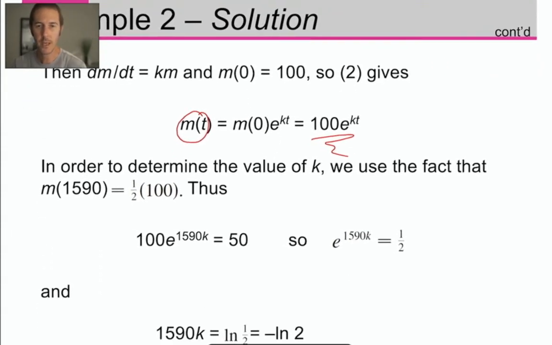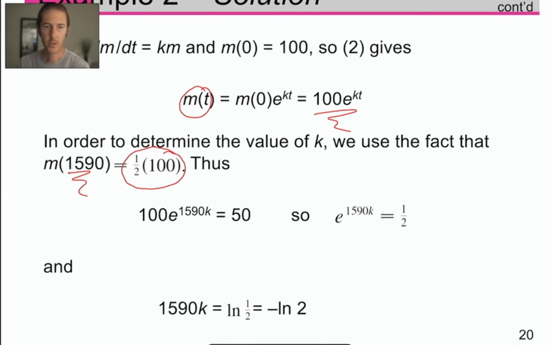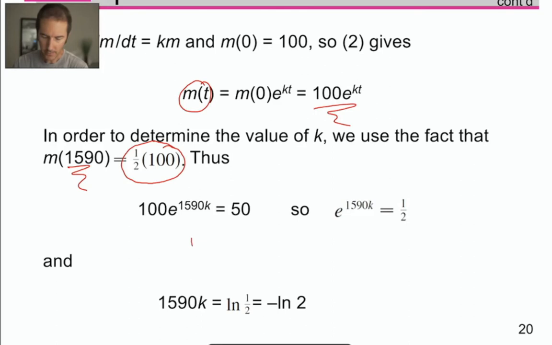In order to determine the k value, we're going to use the fact that this substance has a half-life of 1,590 years. So if we plug in the 1590 as our t value, we know that we're going to end up with half of what we started with. In other words, half of 100. So our t value of 1,590 years goes in here. Our initial starting amount of 100 milligrams goes in here. We know that after 1,590 years, we're going to have half of it left. So there's the remaining 50 milligrams.